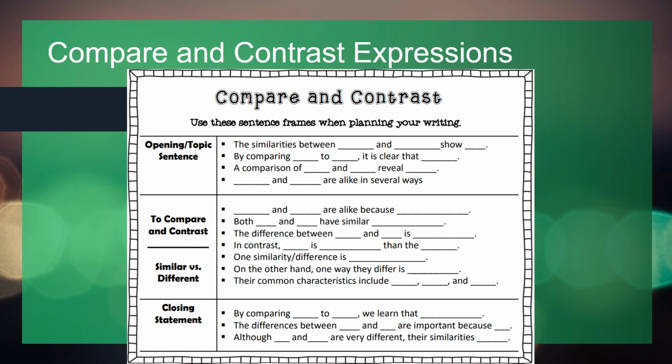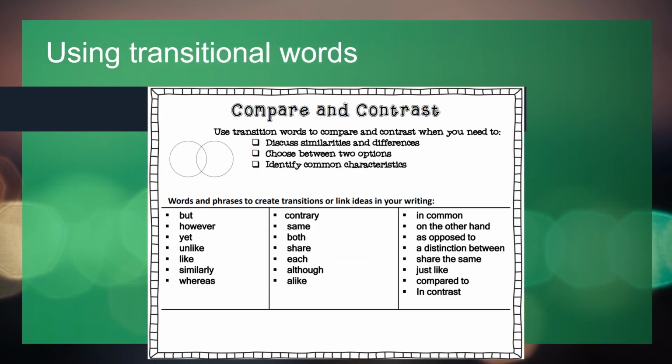For the closing statement, you can say, by comparing something to something, we learn that. You can say, the differences between something and something are important because. You can say, although something and something are very different, there are similarities, and you mention them. You can say, in conclusion. You can say, finally. All of them are important while you are writing. We need to use transitional words. In addition to the expressions that we just discussed, we have some transition words for compare, some for contrast.